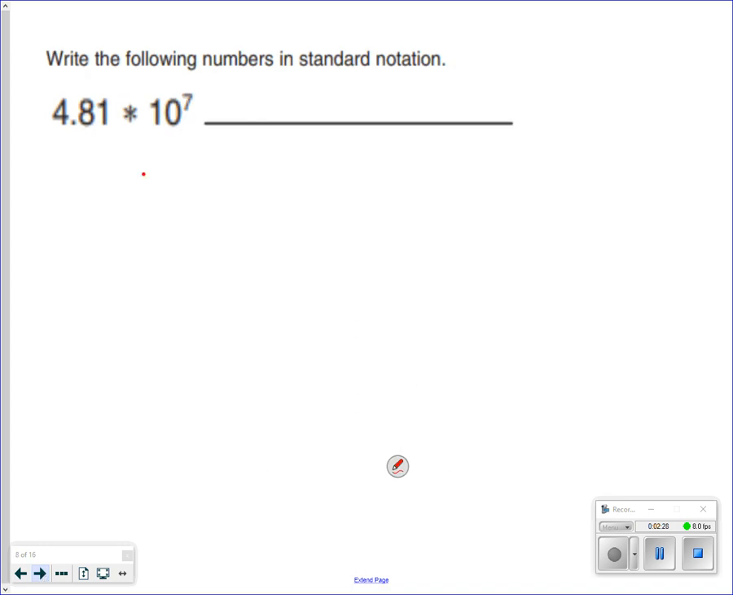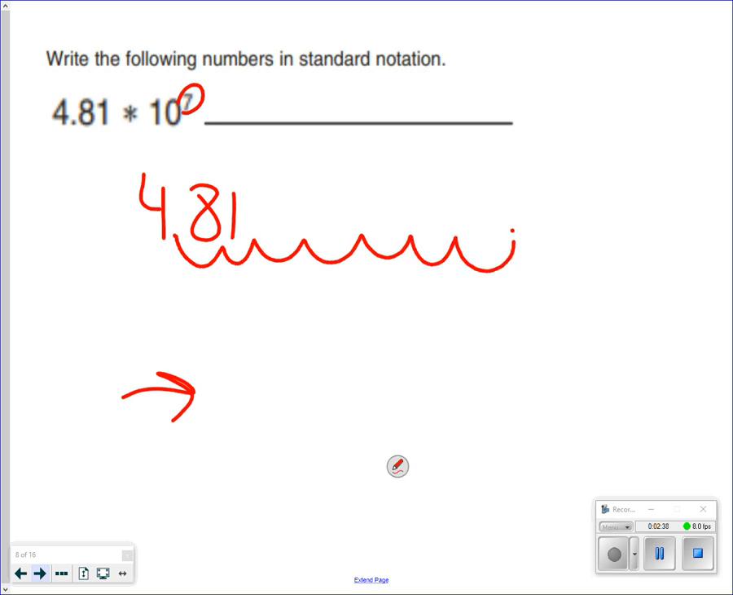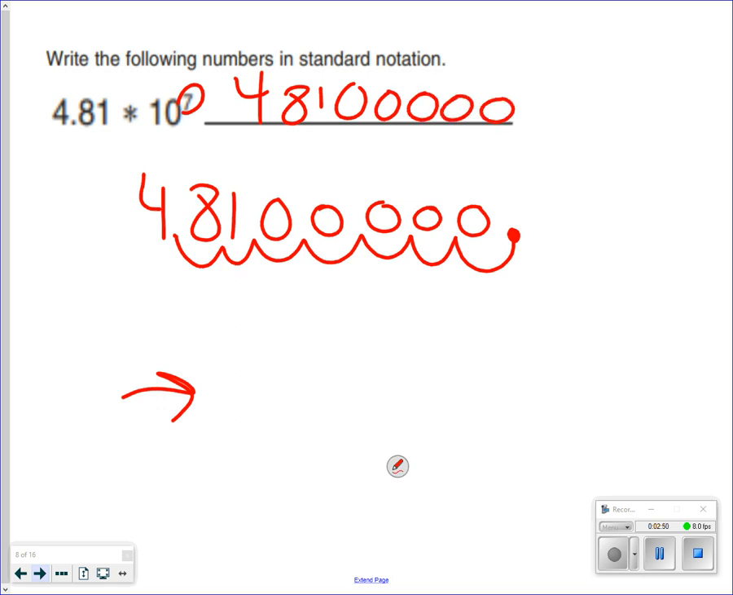Once again, I have 4.81. I have a positive number here, so I'm going to move this 7 spots to the right. 1, 2, 3, 4, 5, 6, 7. New decimal goes here. Fill my zeros in. Write my number up top. I got 481, and I've got 5 zeros. 1, 2, 3, 4, 5. Just like that.